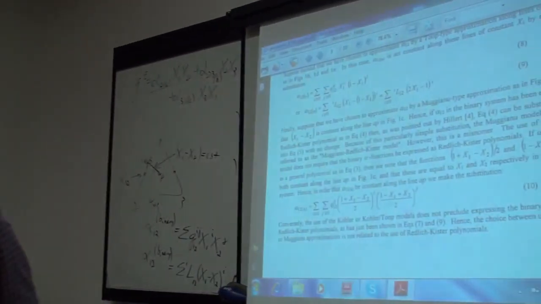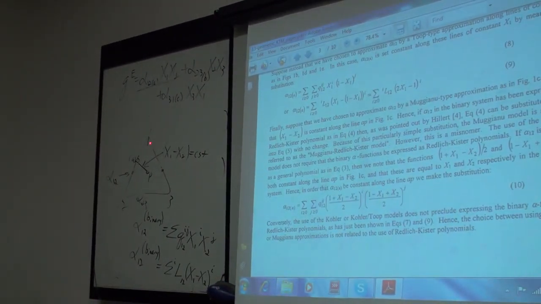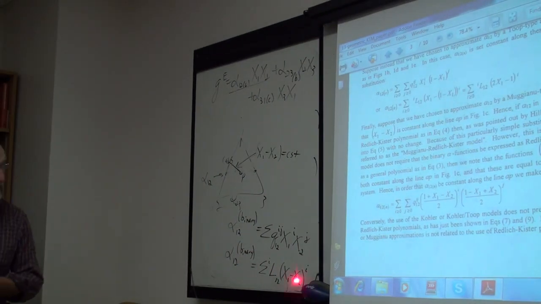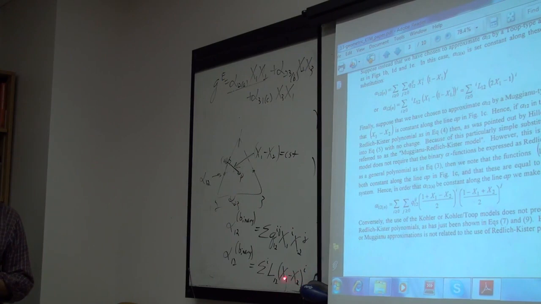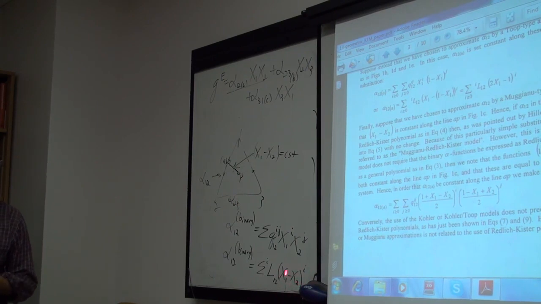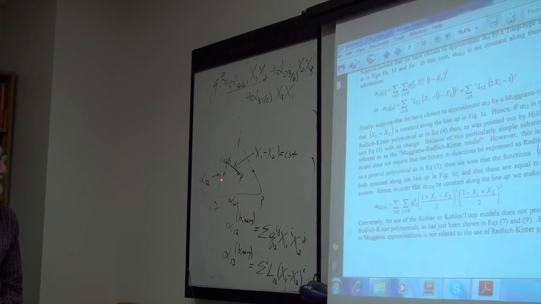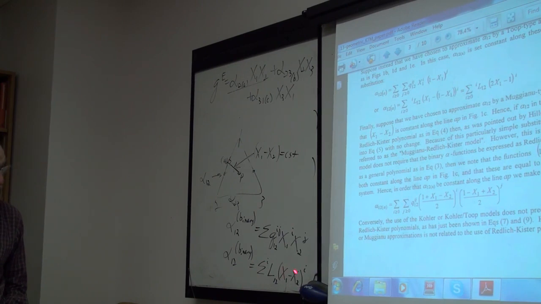Now you see this makes it particularly simple if the 1-2 binary alpha function has been expressed as a Redlich-Kister polynomial. You don't have to replace it. x1 minus x2 is just written the same way. You know what I mean? So this is really simple now. You don't have to actually replace anything if the 1-2 binary system is fitted to a Redlich-Kister, because it already is in terms of x1 minus x2. So just keeping the binary term written out this way is constant along that line.